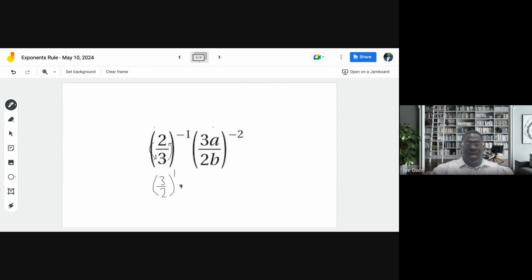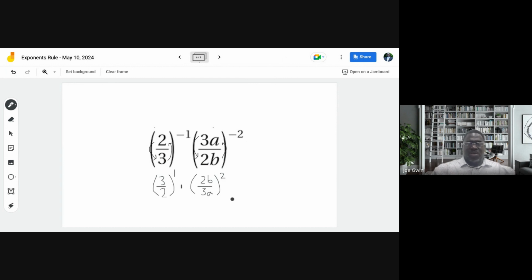Times this other one, which has a negative exponent as well. So we're going to do the reciprocal here as well. The 3a is going to the denominator and the 2b is going to the numerator. And the negative 2 will become positive. So then we have 2b over 3a, and this is now squared, so to the second power.